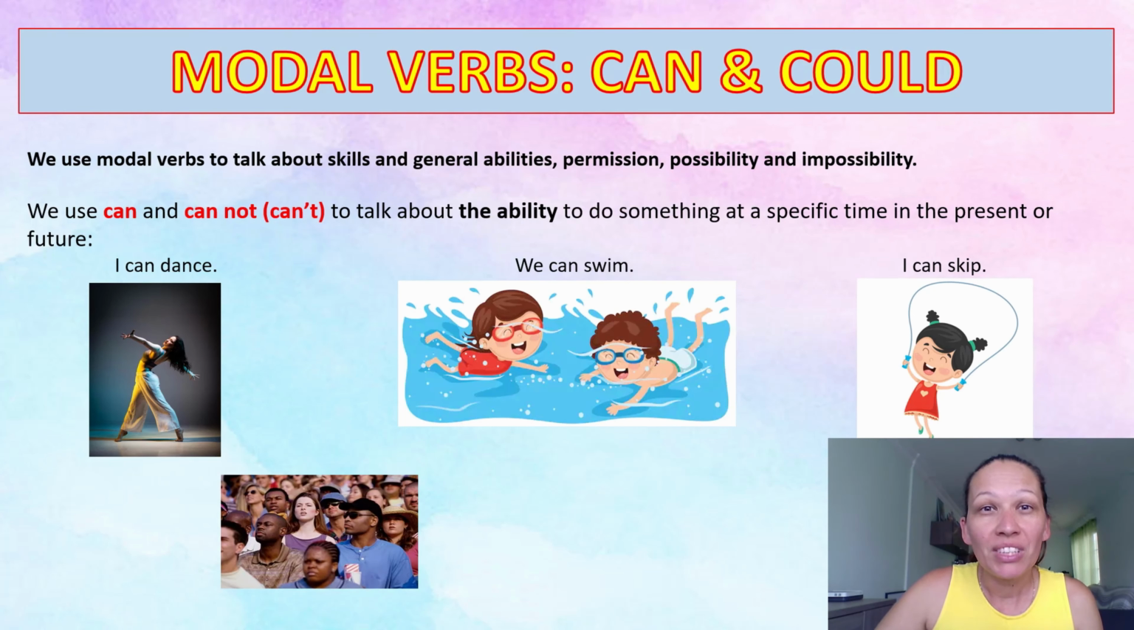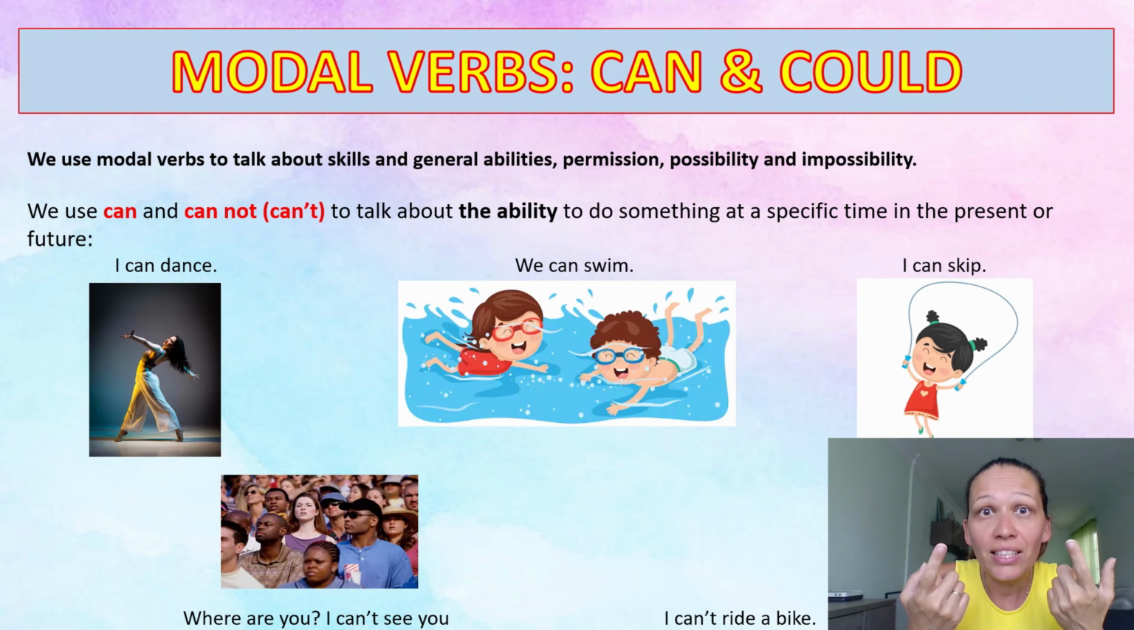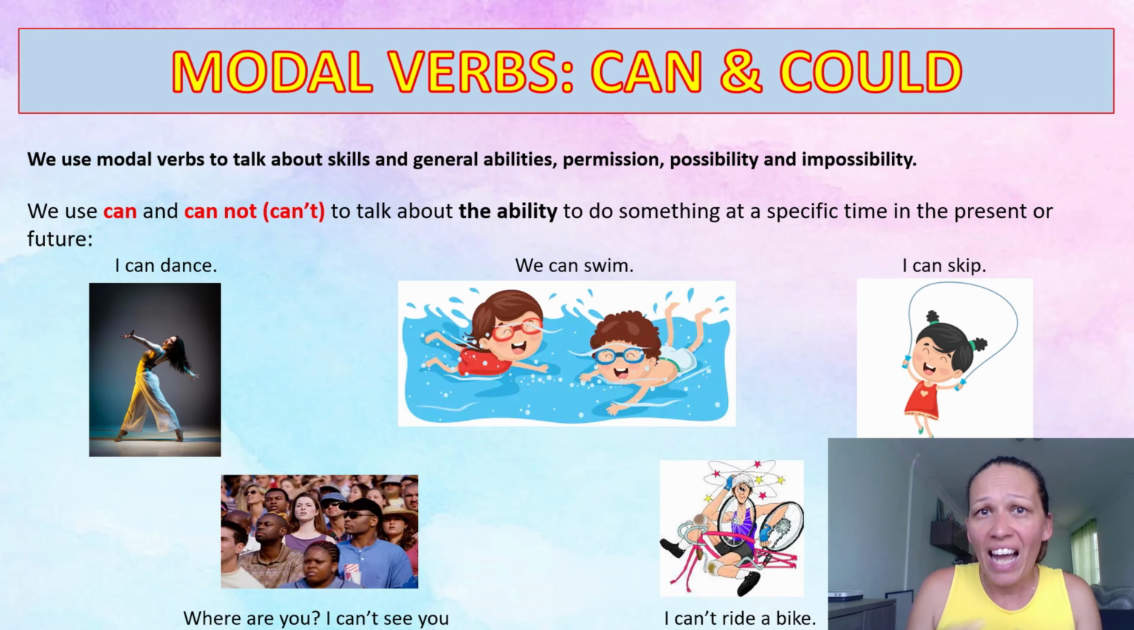Or when we talk about something that we can't do, for example, where are you? I can't see you. So I'm looking for you and I can't see you. There are too many people. I can't see you. Or I can't ride a bike. I always fell off the bike. I've tried so many times, but I can't. I can't ride a bike.